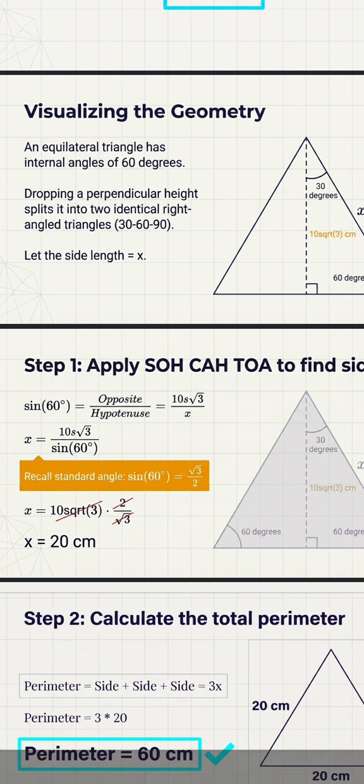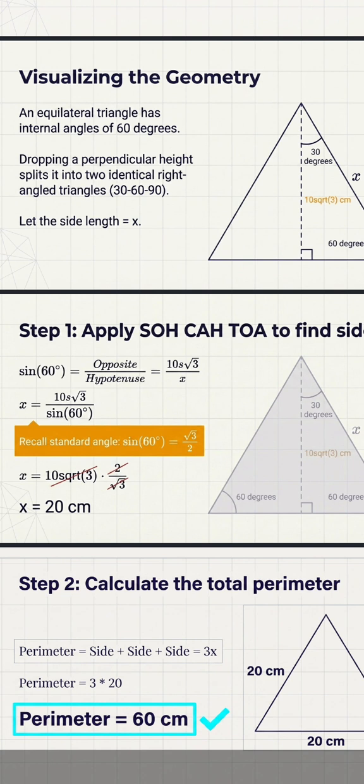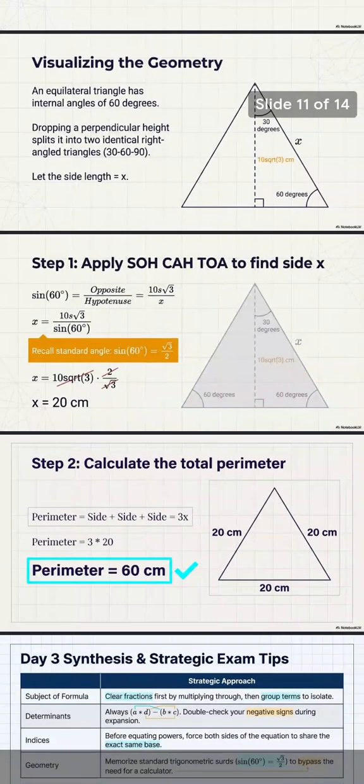That will give us 10 root 3 times 2 over root 3. Root 3 will cancel root 3. Then we have 10 multiplied by 2. So our x is 10 times 2, which is 20 centimeters. Mind you, that's not where we are going. We have to calculate the perimeter. So to get the perimeter, you add all the 3 sides together. That is the total distance around the triangle.